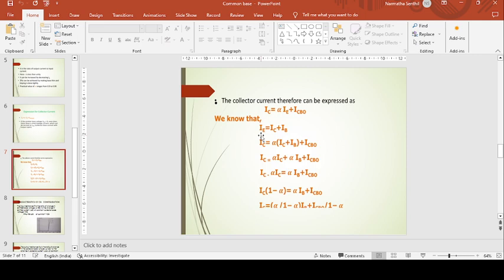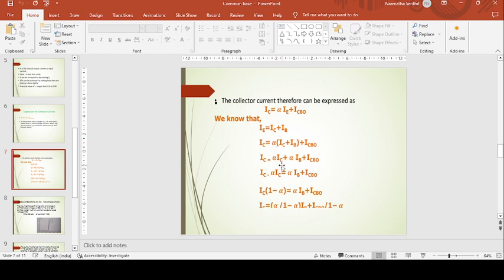Next we know that the general equation is that the current across the emitter is equal to the sum of the current across the collector and base. So IC is equal to alpha of IC plus IB plus ICBO. We are multiplying the alpha inside, so we get an equation like this.